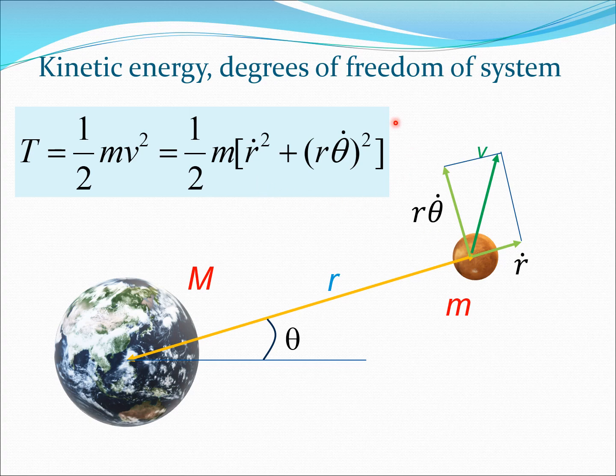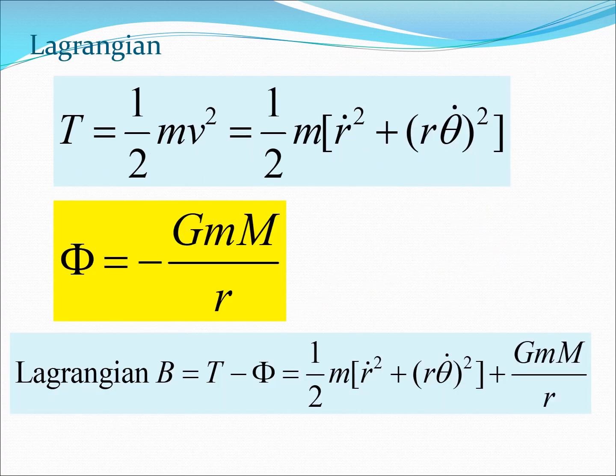So this will give us the velocity of this particular system. The fact that v is equal to this value here, you need to keep in mind. We can express it in this form using the theory of forces and the parallelogram of forces. Now that I have T, I have phi, I am able to immediately write the Lagrangian.